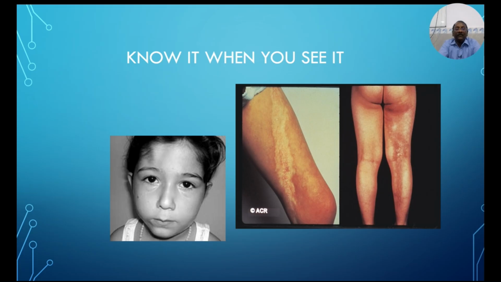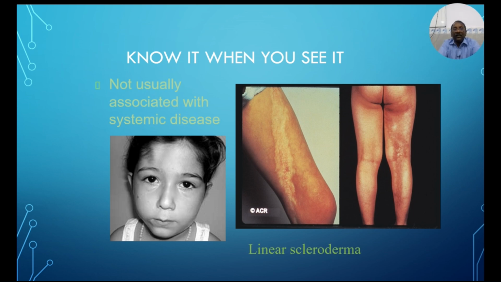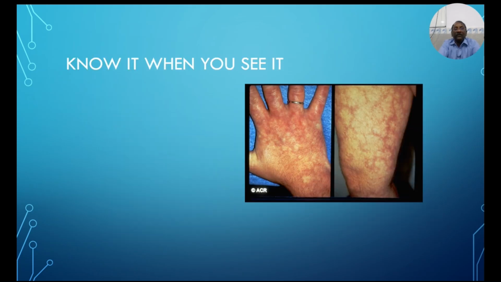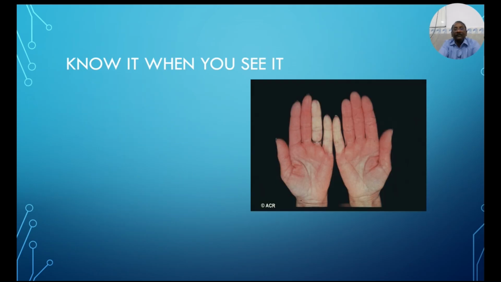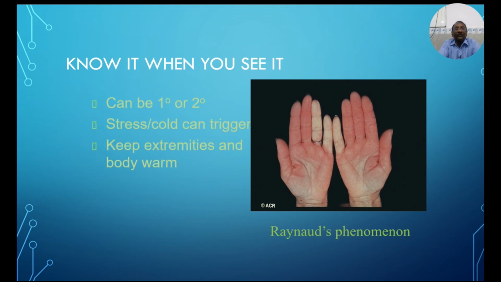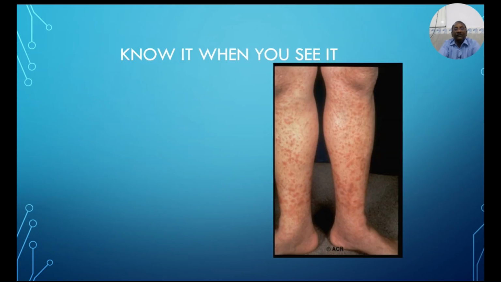Systemic sclerosis here. See the fish mouth. Skin is very thickened. It is very difficult to pinch the skin. So this is linear scleroderma, systemic sclerosis. Broad-based interrupted pattern, systemic vasculitis. May occur as a fine connected lacy pattern. Raynaud's phenomenon, primary or secondary. Palpable purpura here. Sometimes like vasculitis, characteristic of dermal vasculitis.